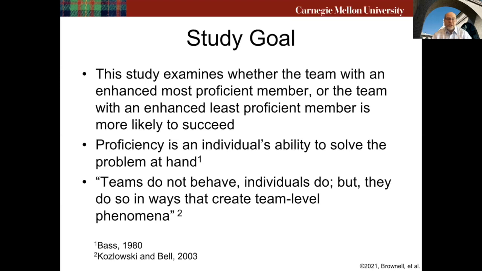So proficiency here is an individual's ability to solve the problem at hand. And a quote that Ethan particularly likes, from Kozlowski and Bell: teams do not behave, individuals do, but they do so in ways that create team level phenomena. So how do these individuals affect the team performance?